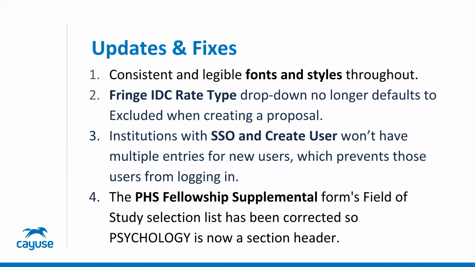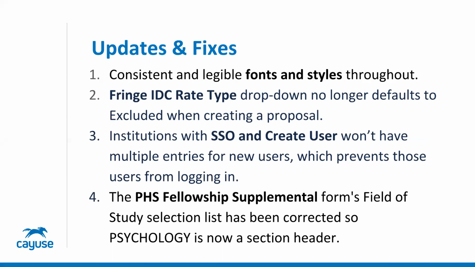We also introduced a bug that we definitely needed to get fixed, and that was with the new fringe IDC rate dropdown, where initially when you were creating a proposal, it was defaulting to excluded. It will now default to whatever your selection was, not to excluded regardless. So I apologize for that misstep there. It certainly was something that could be resolved locally, but of course we want the application to do what it's supposed to do immediately. So that has been fixed.